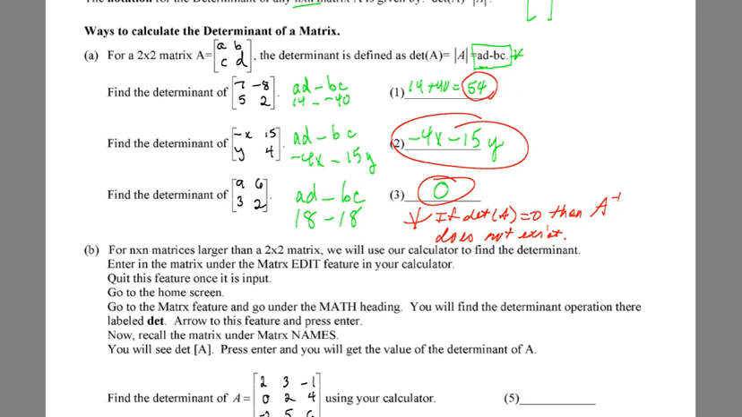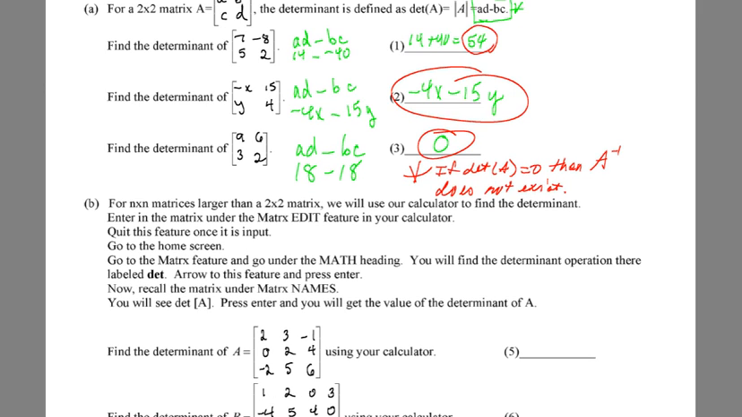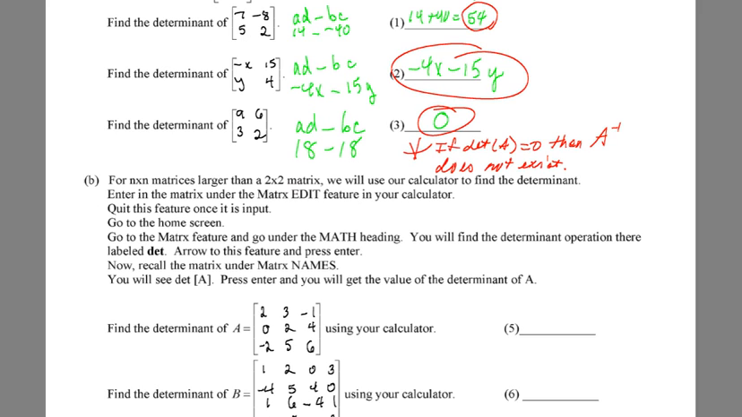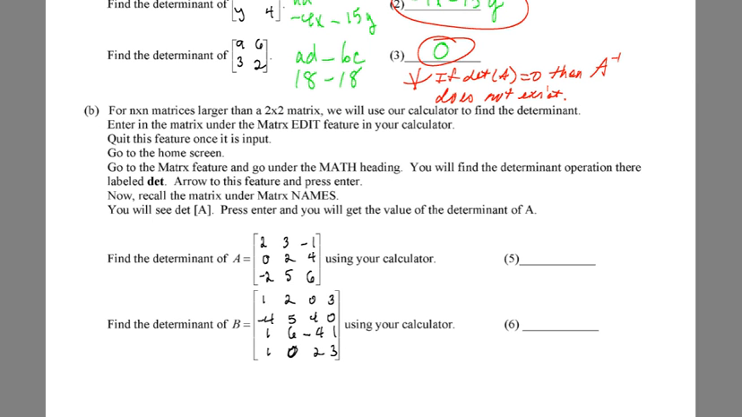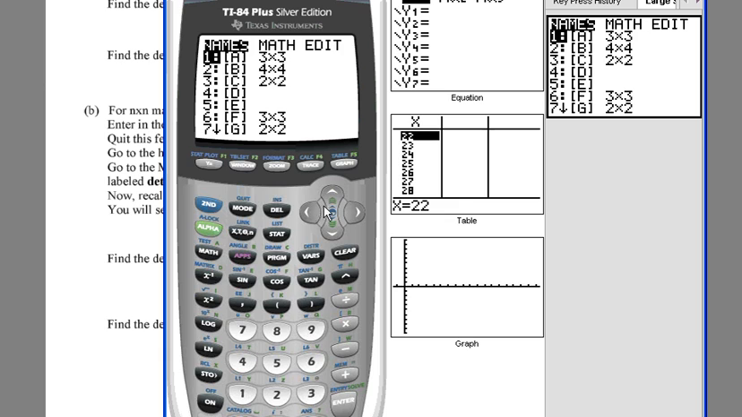Just an interesting point. If your matrix is larger than a 2 by 2, we're going to go to the calculator, put it in, and find the determinant using that technology. So here's 2 matrices, a 3 by 3 and a 4 by 4. Let's pull out the calculator and type those in. Okay, so if you type matrix A into your calculator, I've already typed it in.